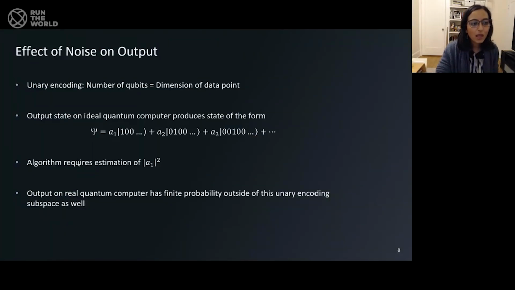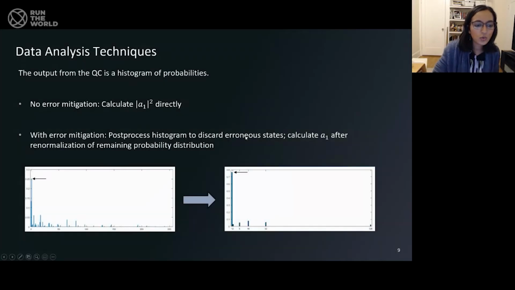Now, when we test an algorithm on a near-term quantum computer, one of the first things you have to do is look at what the noise will do to the output. And therefore, even before implementing it, we did some analysis of what would happen. What we realized was that on an ideal quantum computer, the output state has a very nice form that looks like this. But on a real quantum computer, the output will have finite probability even outside of what is called the unary encoding basis. So you can see it visually here.